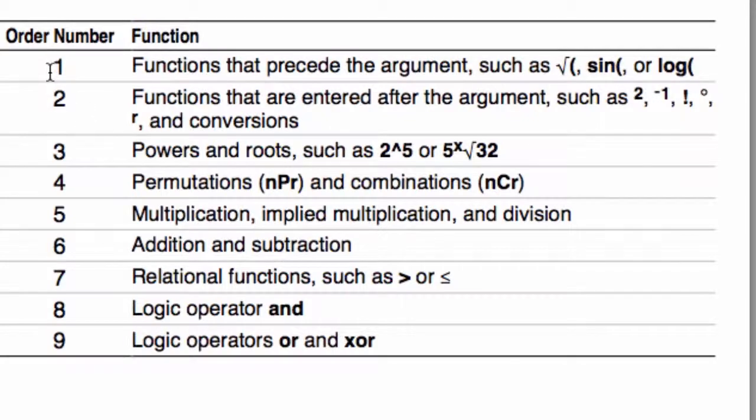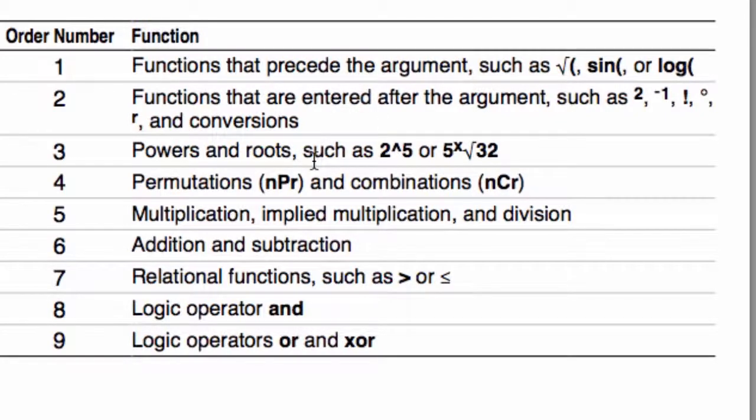And we'll say the first order is the groups, the functions that precede an argument. So the square root of a group, the sine of a group, the log of a group. In other words, we're looking at groups in parentheses, and that's pretty typical in the order of operations. And we'll look at that in an example in a moment. Then what follows that are functions that are entered after the argument. So the square of a function, or the reciprocal, or factorial, or degrees, or other things. In other words, functions and groups take priorities.